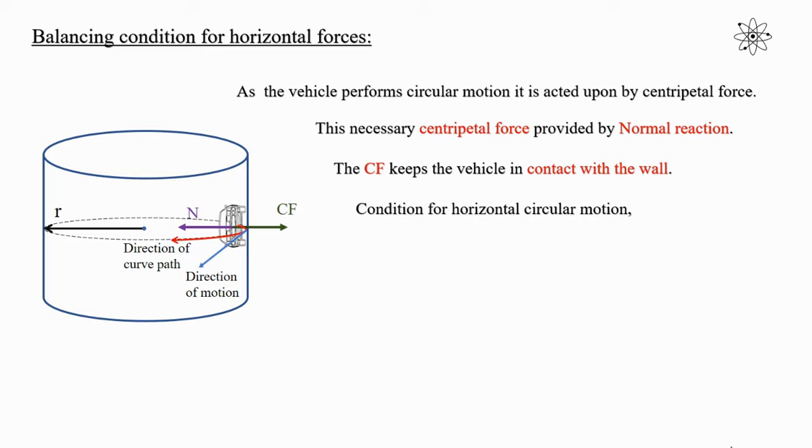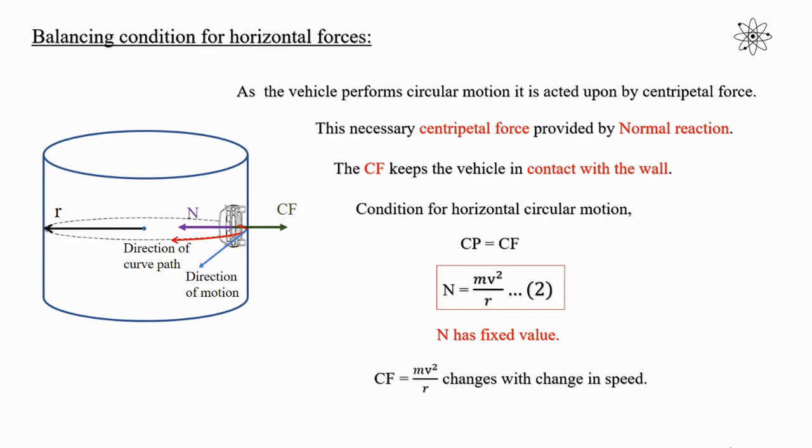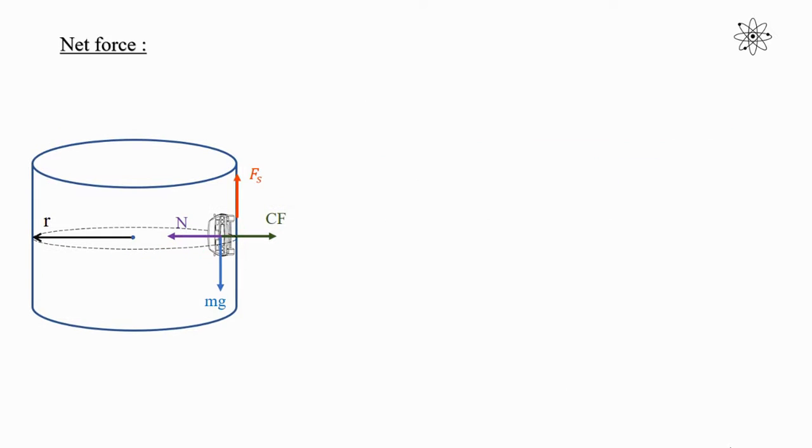Now the condition for horizontal circular motion. Centripetal force must be equal to centrifugal force. So the centripetal force provided by the normal reaction equals the centrifugal force mv square upon r. But, students, the normal reaction has a fixed value. So here the variable is the centrifugal force. Centrifugal force is equal to mv square upon r, which changes with the change in speed.